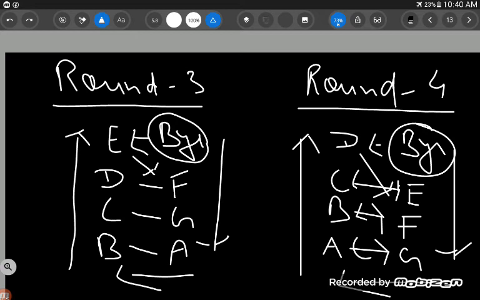Okay, round 4 has completed. How many matches will be held in the 4th round? 3 matches. In each round only 3 matches will be held. So I am going to draw the next round match. Round 5.